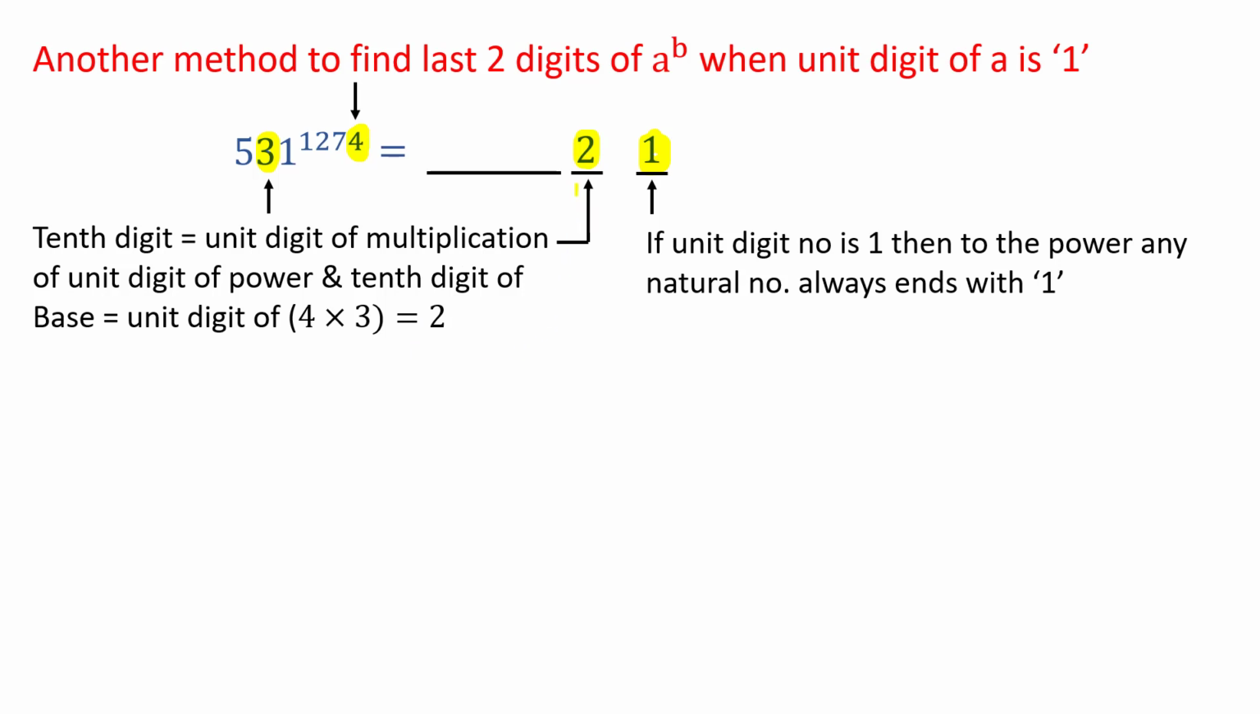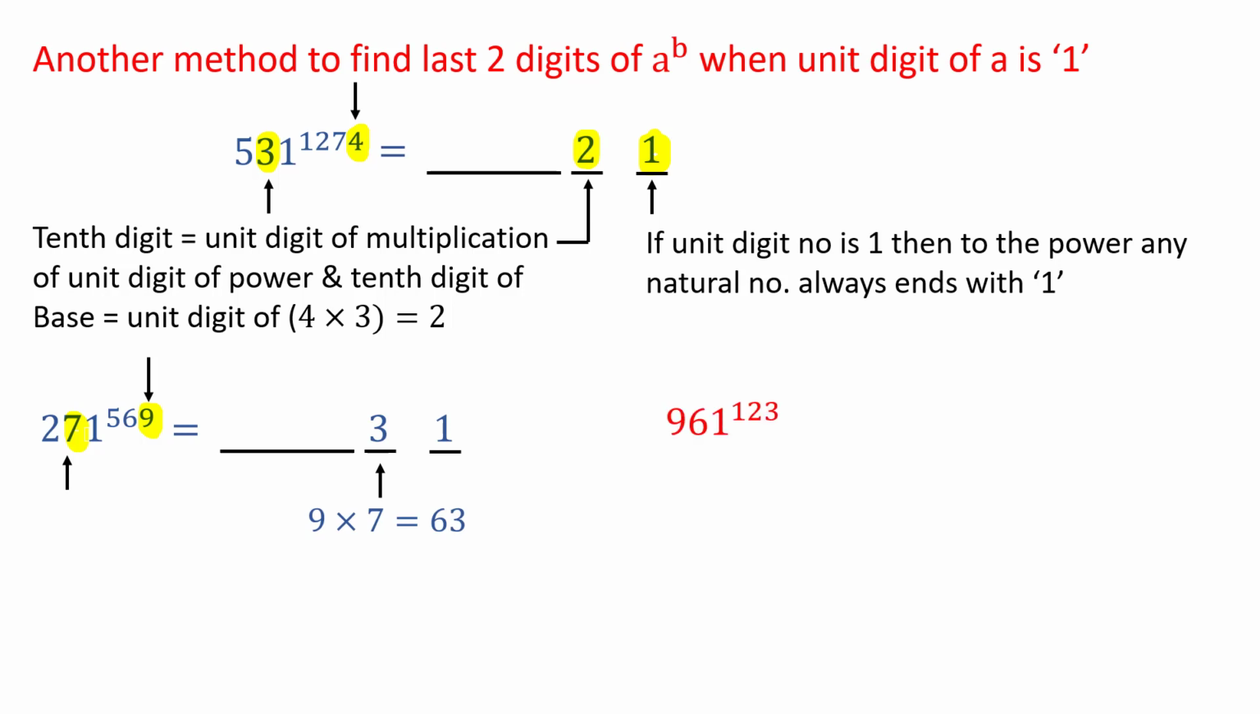Okay everyone, we'll do a few more examples. Let's take 271 to the power 569. Over here 1 to the power any number always ends with 1, so the unit digit is going to be 1. The second last digit is going to be what? For the second last digit, we need to take the unit digit of the power, that is 9, and the 10th digit of the base, that is 7. 9 into 7 is how much? 63, and the unit digit of 63 is 3, that is the 10th digit of a to the power b.